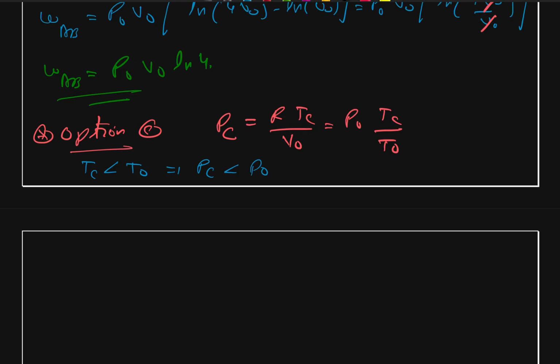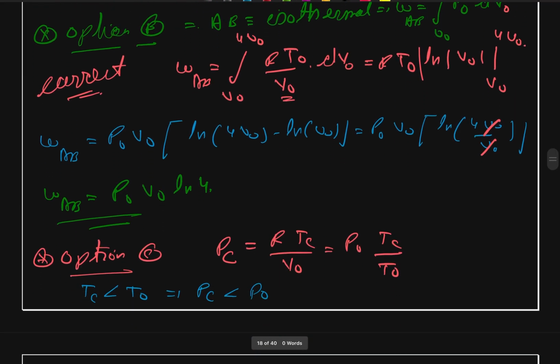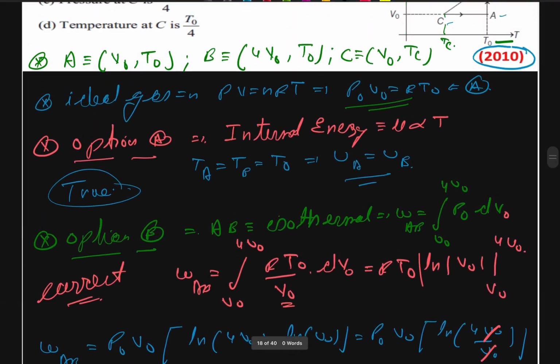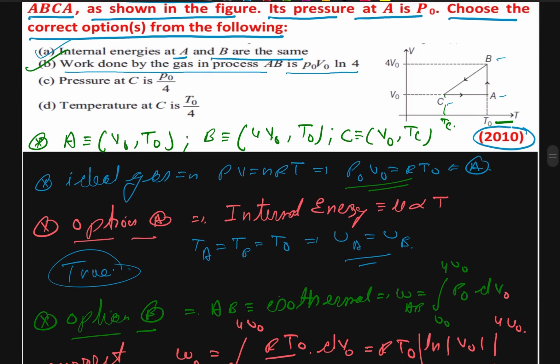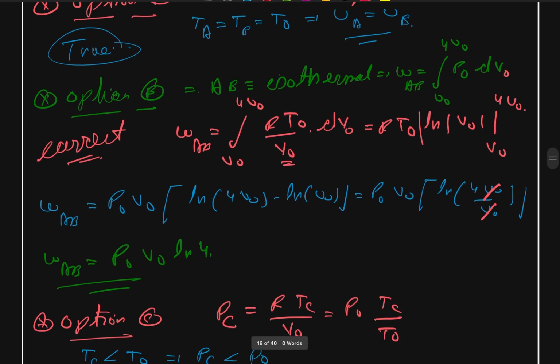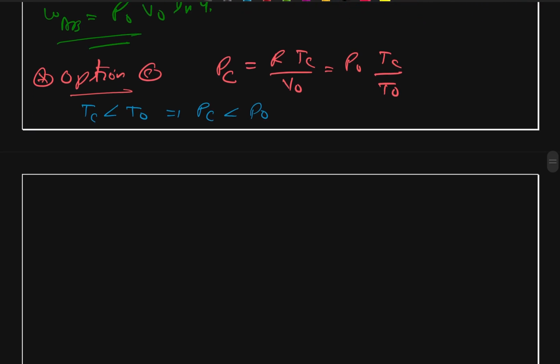But in this particular case, we are not given any value of P naught, only we know that it's less than P naught. So this option is not true. Or we can say we cannot conclude actually. It's difficult to find out unless and until we know what will be the value of this temperature relationship. So this we can say is not correct.